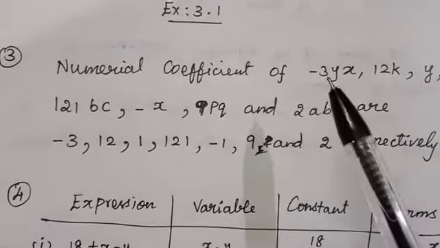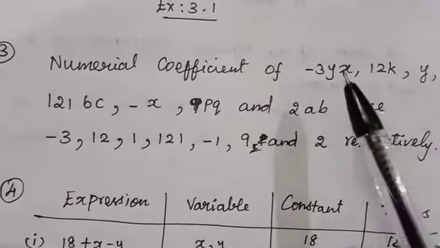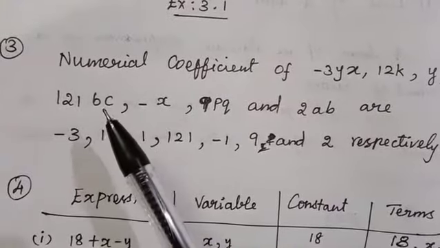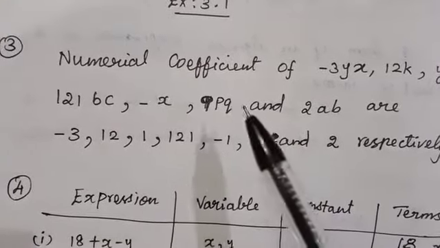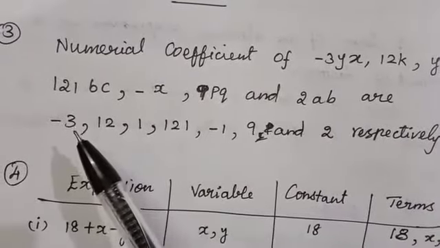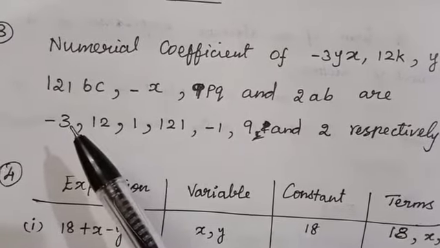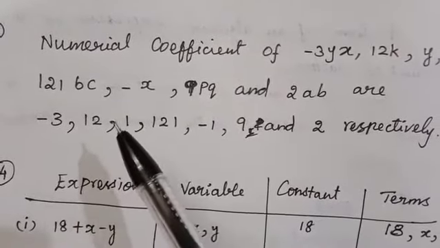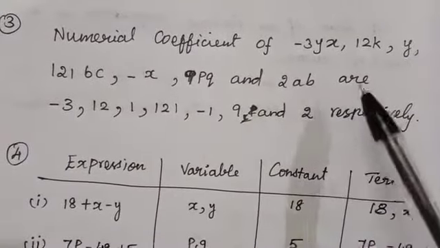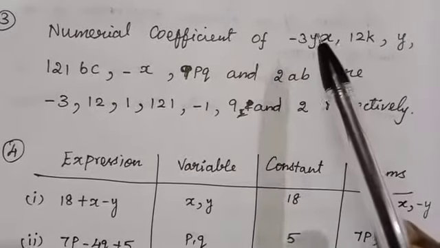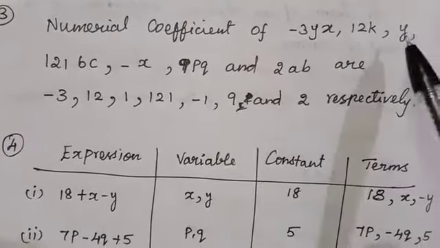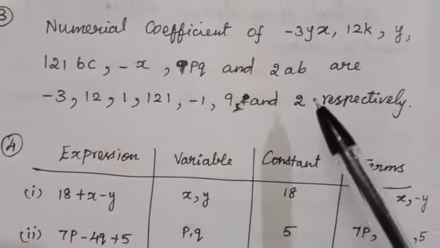The problem: the numerical coefficient of the given question. You have to write minus 3yx, 12ky, 121bc, minus x, 9pq and 2ab. We have to write them together, that is, you have to consider the numerical coefficients: minus 3, 12, 1, minus 1, 9 and 2 respectively. What is the meaning of respectively? The first one's numerical coefficient is minus 3, the second one's is 12, the third one's is 1. Like that we have to find.